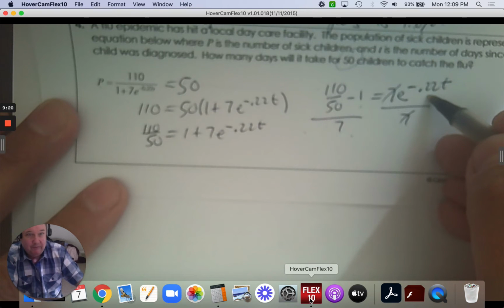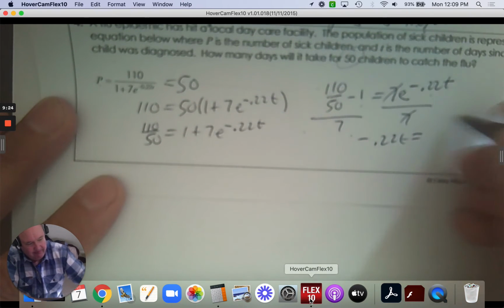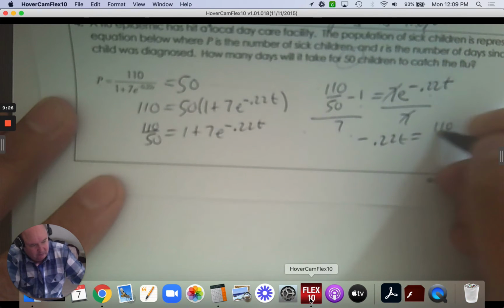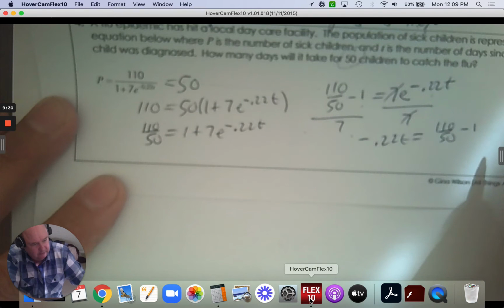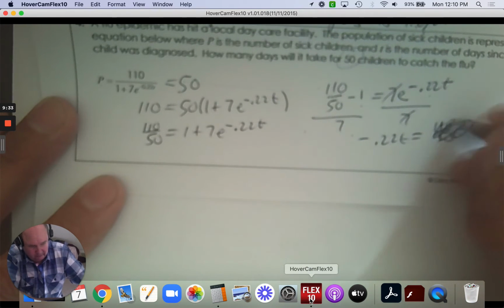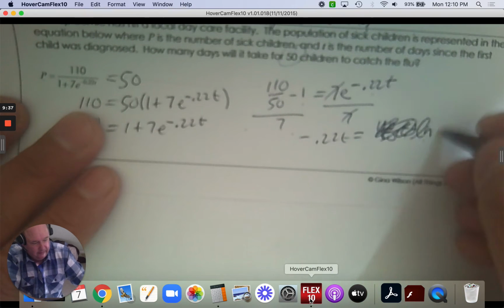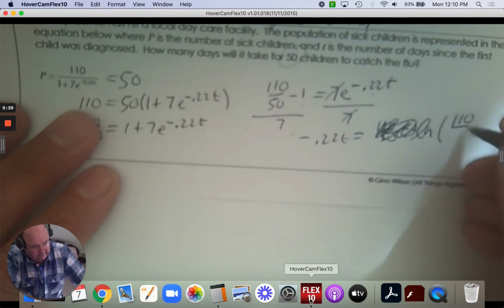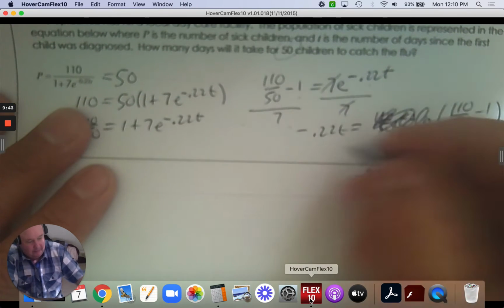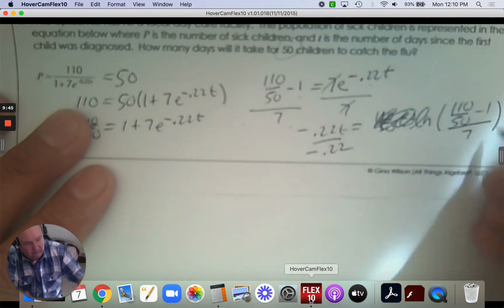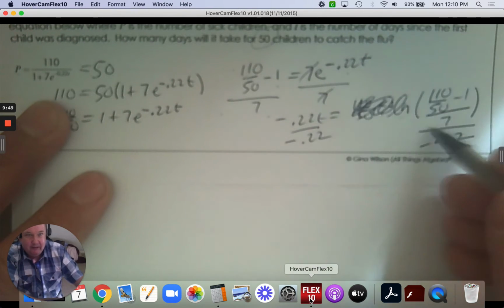Write this as a logarithm. So that's negative 0.22t. That's 110 over 50. Subtract 1. Oops. That's the ln of that, sorry. So what logarithm has a base of e? It's ln. And then put that in, 110 divided by 50, subtract 1, divided by 7. And then the last step is to divide by negative 0.22. So see if we have that skill to type that into a calculator.